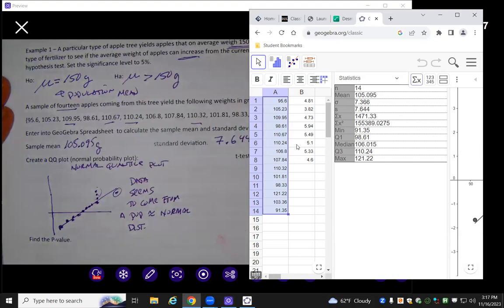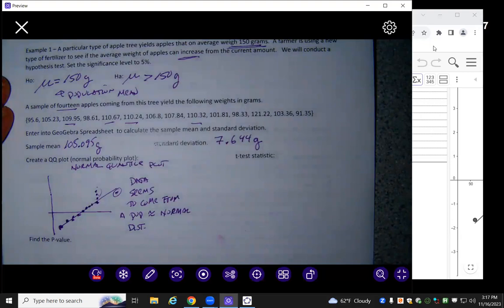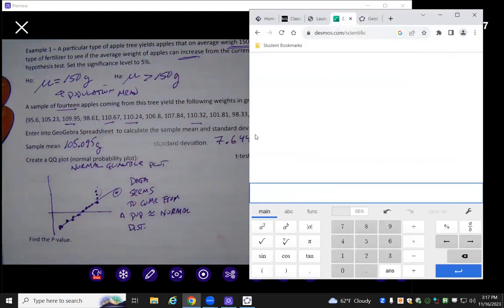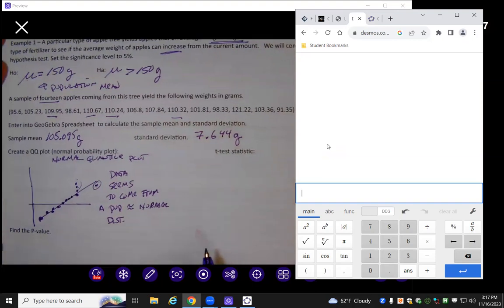So now we've got that information. I'm also going to use Desmos to enter numbers in here. And the room I'm in, the light keeps turning off. It's on a timer.